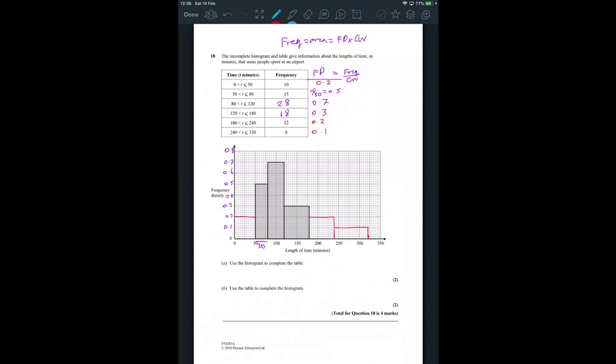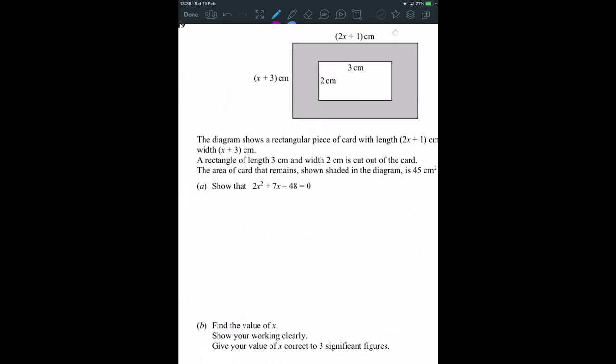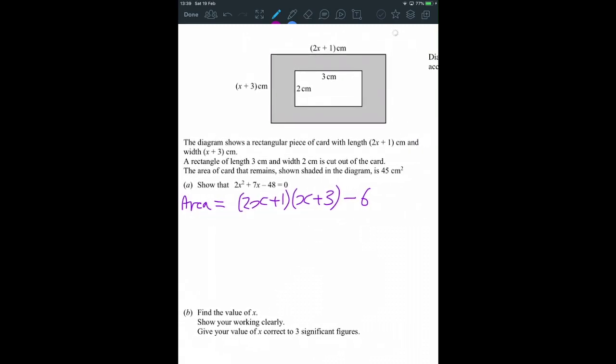So we completed our table in purple, completed our graph in red. Question 19. We have a rectangular piece of card and we've cut a hole out of the center, and we care about the area which remains. Well, we can find that area by doing the area of the whole rectangle, base times height, and subtracting the cutout. That expression is that shaded area, which we've been told is 45.